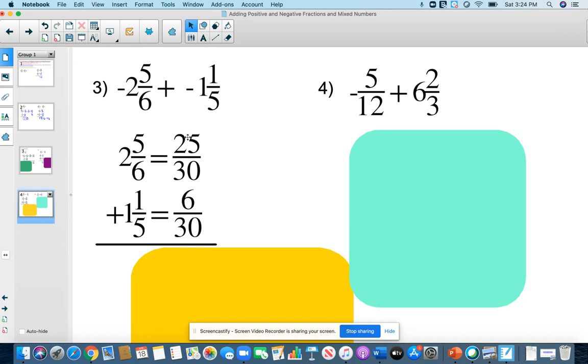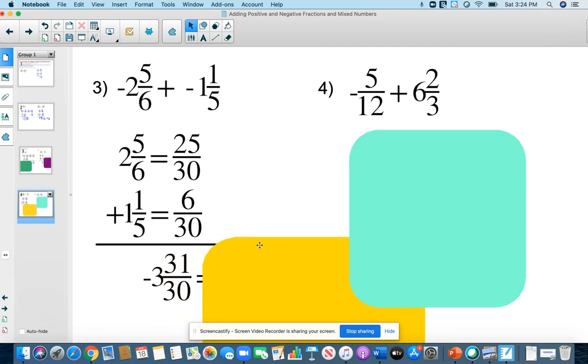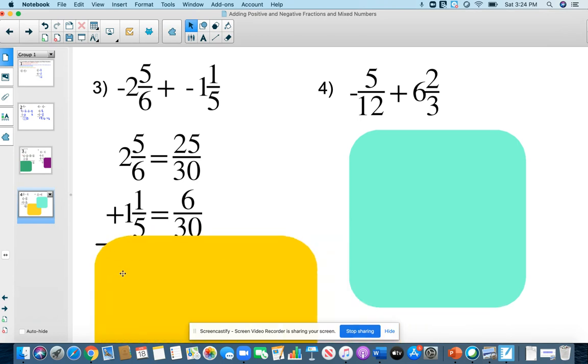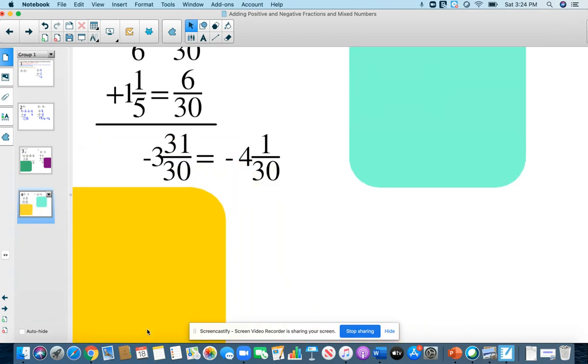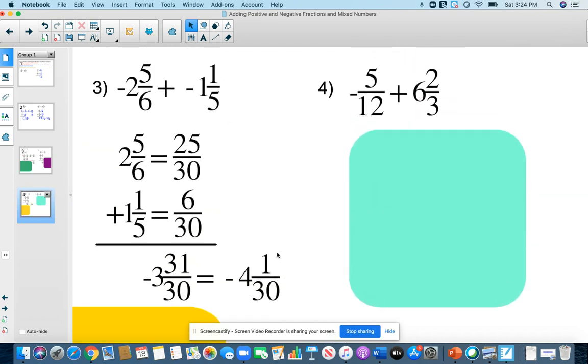So we go ahead now and add 25 plus 6, which gives me 31/30, but that is an improper fraction, and I added the whole numbers. So you get 2 plus 1, which is 3, so 3 and 31/30, but 31/30 is improper. 3 goes into 31 one time. So I took my 3 and changed it to a 4. And then what would be left would be 1/30. So my answer would be negative 4 and 1/30. So I can get that out of the way so you guys can see that answer.